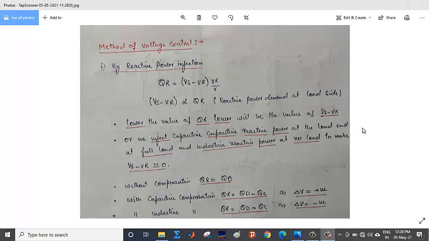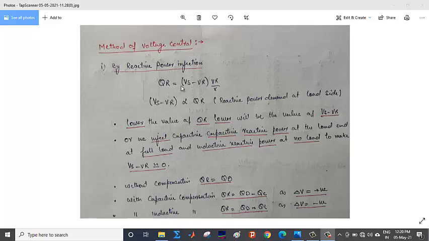So, the first method is we control the voltage by reactive power injection. At the receiving end, we know that as the reactive power demand increases, the receiving end voltage will decrease. So to increase that voltage, we'll supply that reactive power locally, so that the demand for reactive power is not met from the source, it is met locally at the load. In that case, the receiving end voltage will not drop significantly.